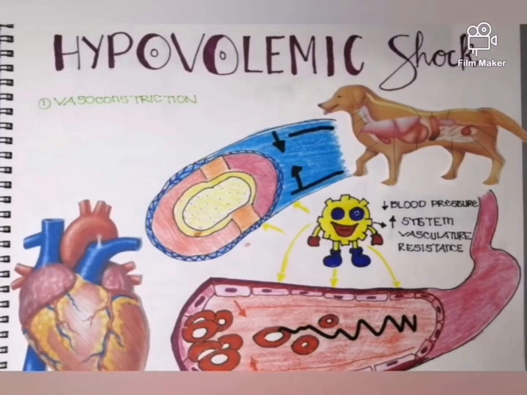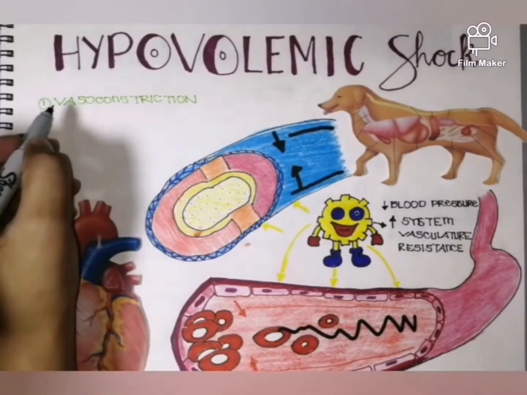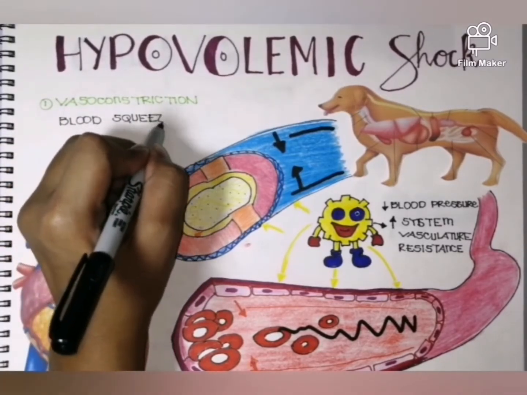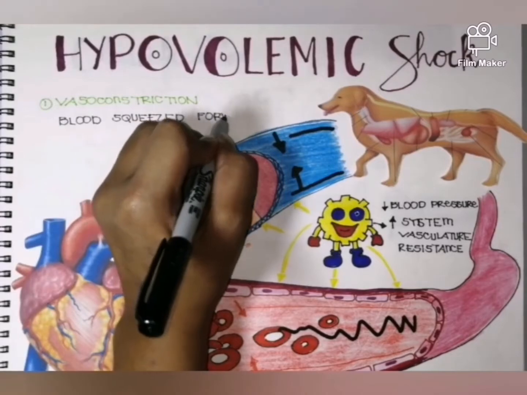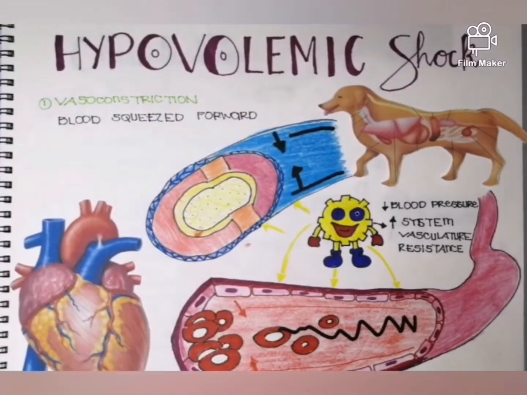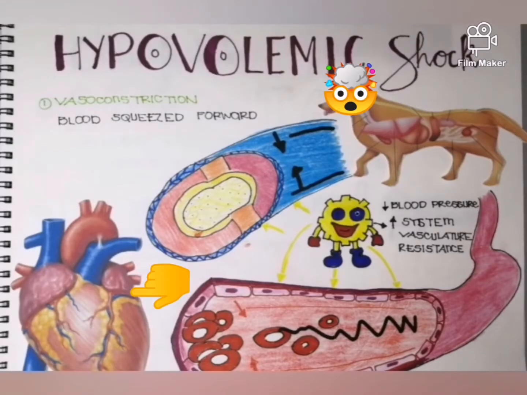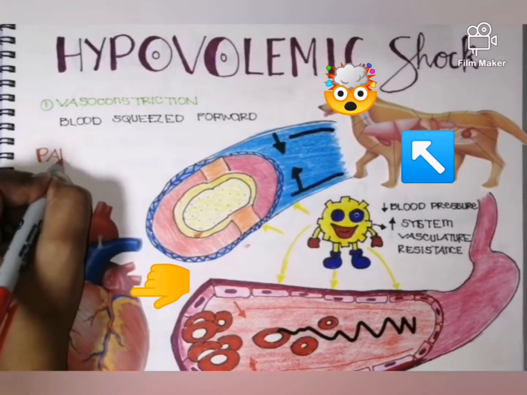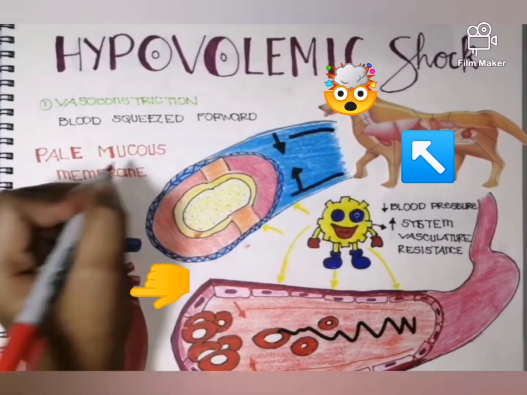So, the blood is squeezed forward to the venous system to maintain preload and blood pressure. The blood is now diverted away from the less essential organs like the skin and directed to essential organs such as the brain, lungs, and heart. The blood is no longer coloring the skin, presenting a symptom of pale mucous membrane.